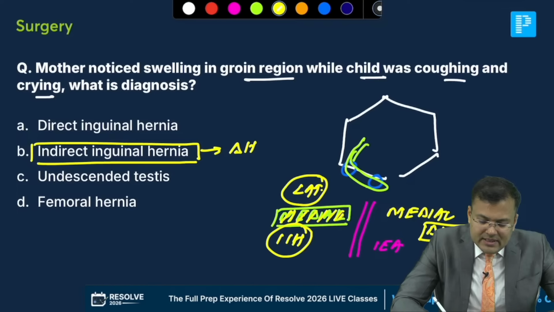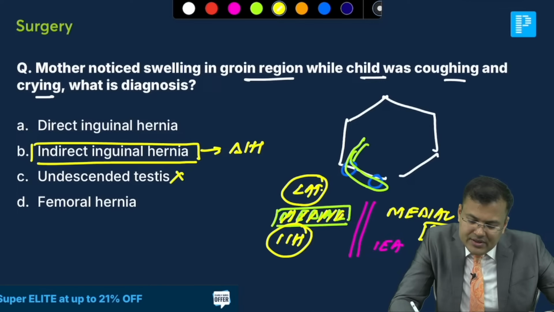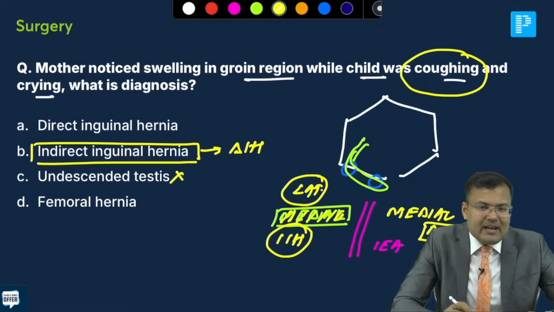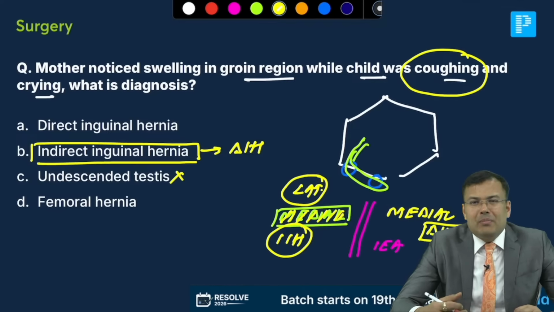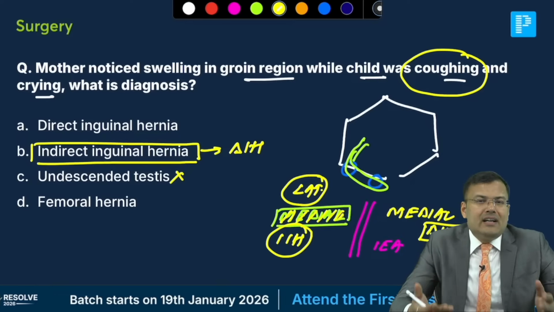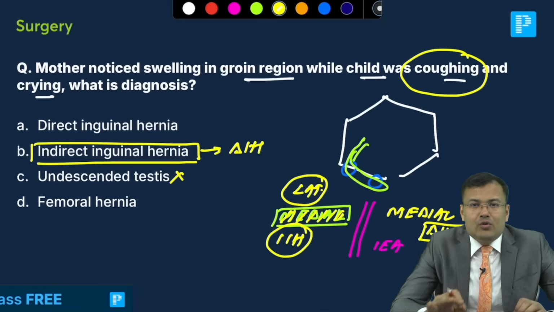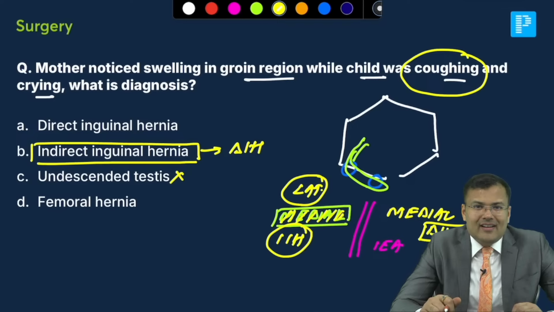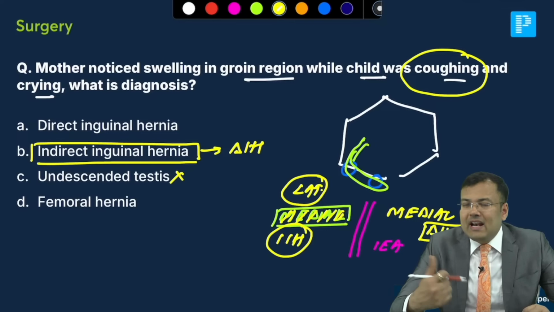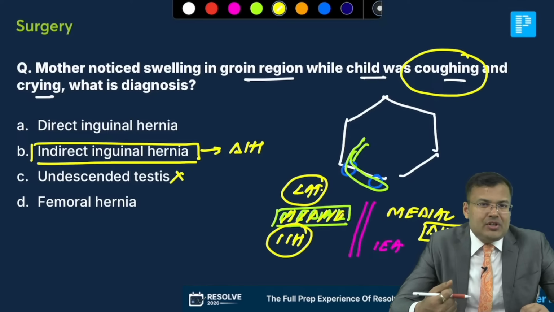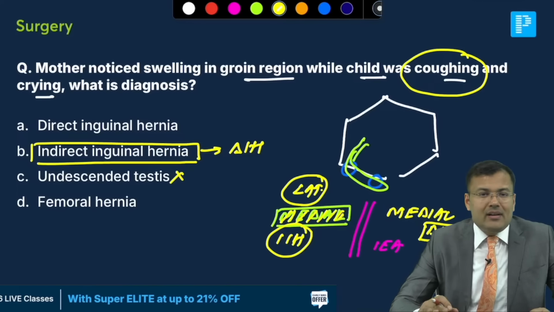Direct inguinal hernia. Somebody is saying that, sir, undescended testis. Guys, see, swelling noticed in groin region while child was coughing and crying. On coughing and crying, undescended testis will not increase. What is the problem in undescended testis? Undescended testis, if it's palpable, it is in inguinal canal. It has nothing to do with what? Coughing and crying. Clear? So if there is a swelling which becomes more prominent on coughing or crying, means on intra-abdominal pressure, when the intra-abdominal pressure is increased, swelling becomes more prominent, it's hernia.